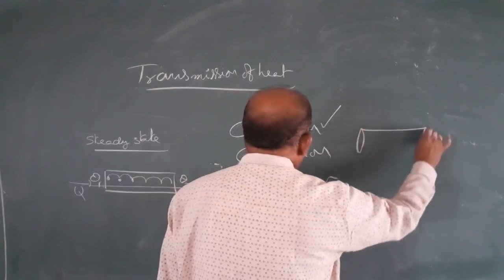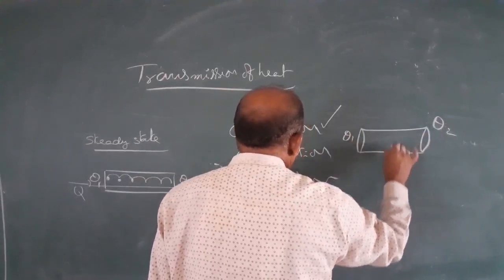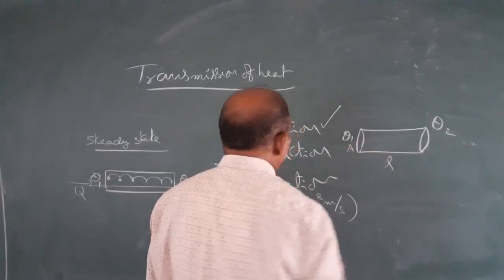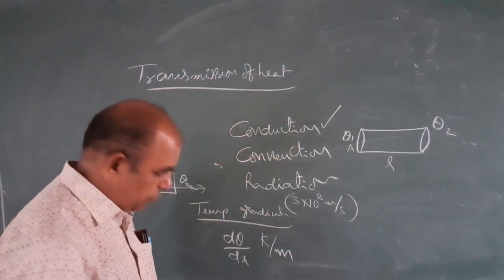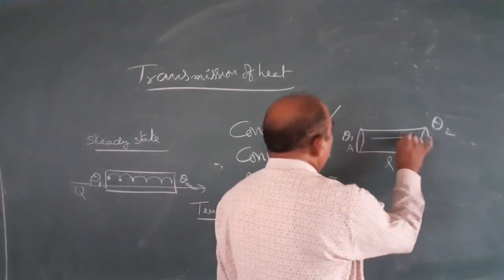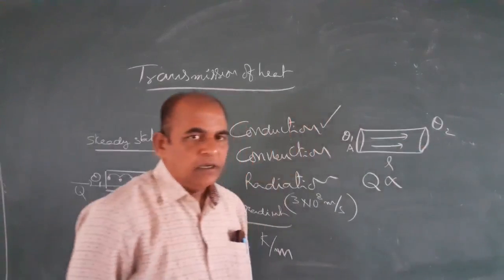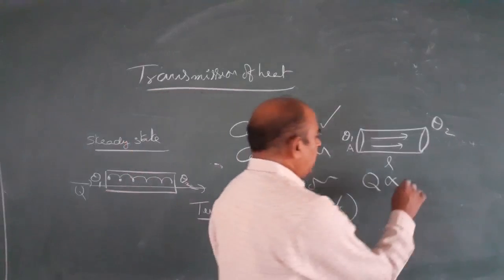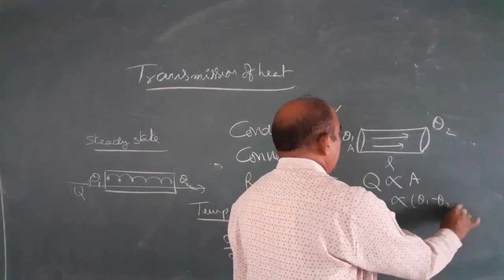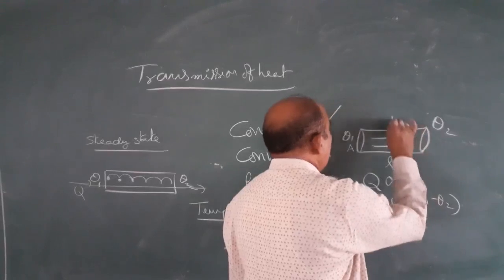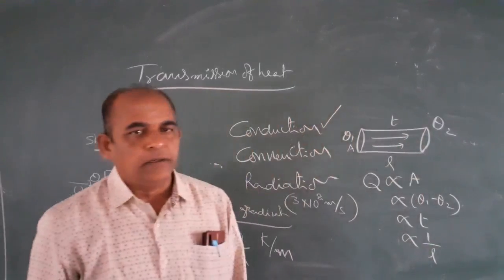In the steady state, there is one rod with temperatures theta 1 and theta 2, length L, and area of cross section A. Heat energy transfers through the rod. The amount of heat energy transferred through the rod is directly proportional to the area of cross section, directly proportional to the temperature difference, directly proportional to time, and inversely proportional to the length of the rod.